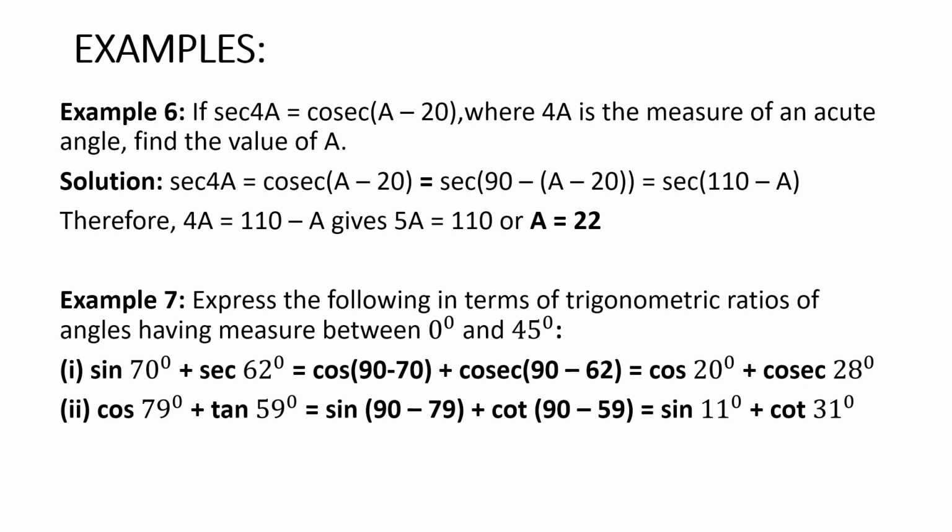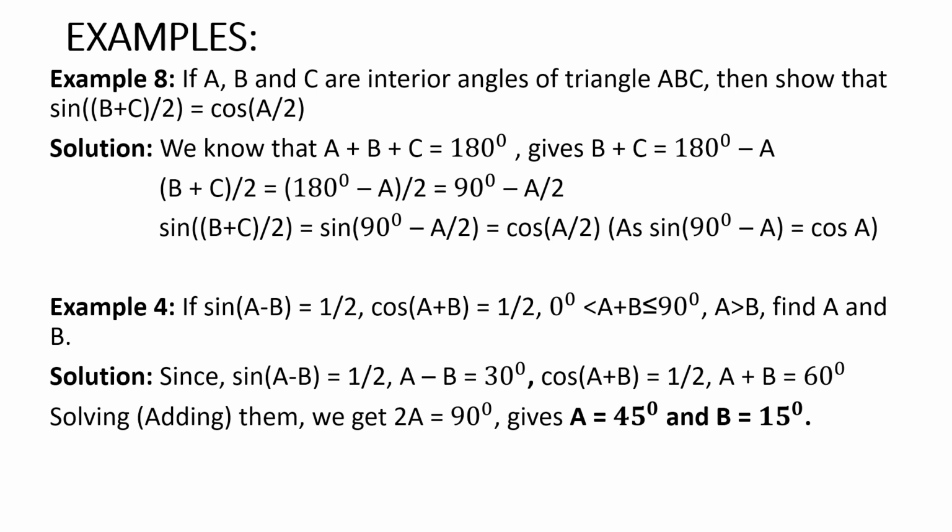So now what has happened? Both the angles have changed into angles between measure 0 degree and 45 degree. So it is equal to cos 20 degree plus cosec 28 degree. Second one, cos 79 degree plus tan 59 degree. Cos of any angle A is sine of 90 minus A. So cos 79 degree can be written as sine of 90 minus 79, and tan of 59 can be written as cot of 90 minus 59. So this is equal to sine 11 degree plus cot 31 degree. Next example.